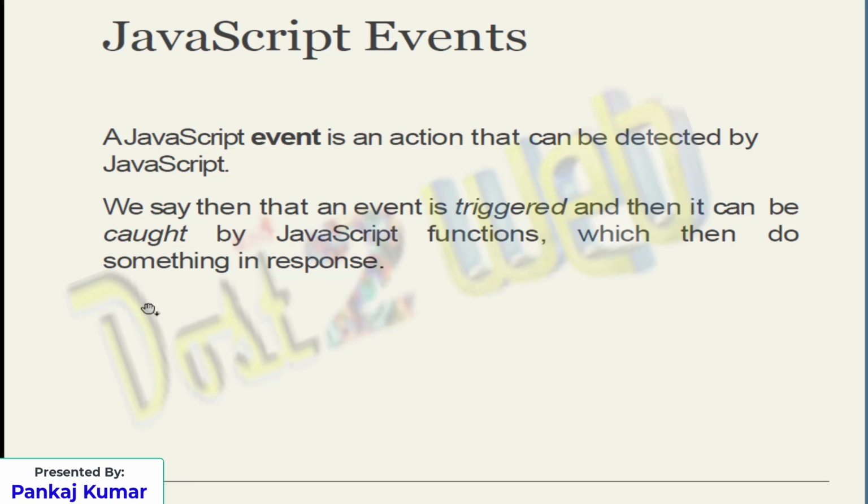When I am filling the form, you are writing some data, and at the end you hit the submit button. The moment you hit submit, that is the event happening. The action is performed, and it triggers what functionality should run. That is your JavaScript event. When the event triggers, it is caught by a JavaScript function, and it does the functionality as per the response given there. That is your JavaScript event.